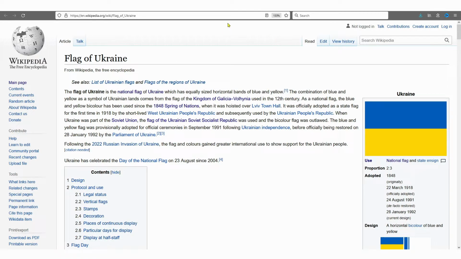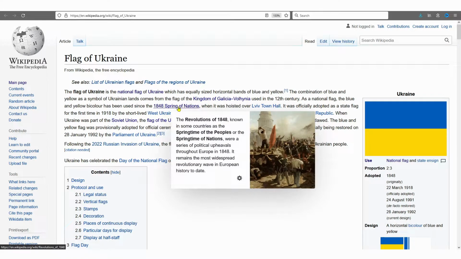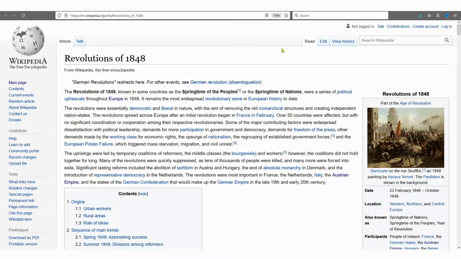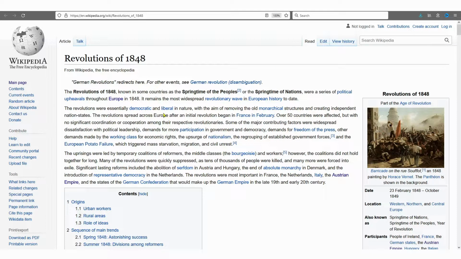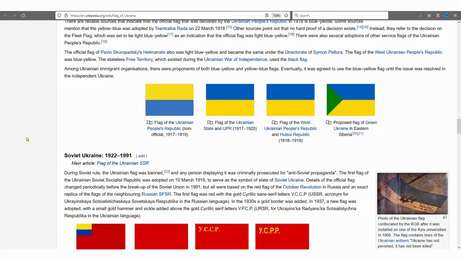Now as for the flag design, as Whitney Smith pointed out, it was first used in the 1848 Spring of Nations. The revolutions of 1848 spread all across Europe. Many countries had these revolutions and a lot of them had the aim of removing the old monarchical structures and then creating democratic and liberal governments. During these revolutions, many new flags started appearing, including the current flag of Germany and a number of other ones. And of course, the flag of Ukraine was one of those as well. As Smith's article said, the flag was actually yellow over blue, this one here. And then they changed it in 1917 to have blue over yellow. This was done for symbolic reasons because the blue stands for the sky and the yellow stands for the wheat field.